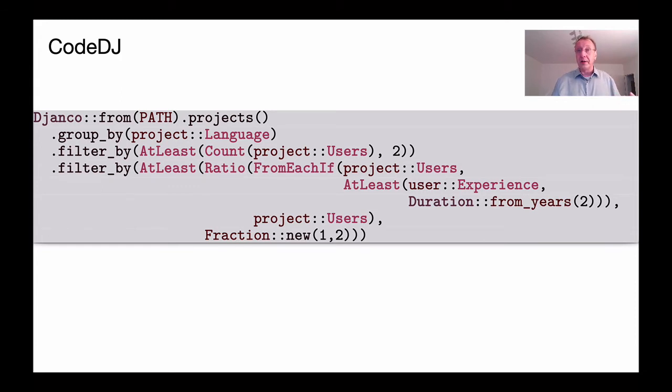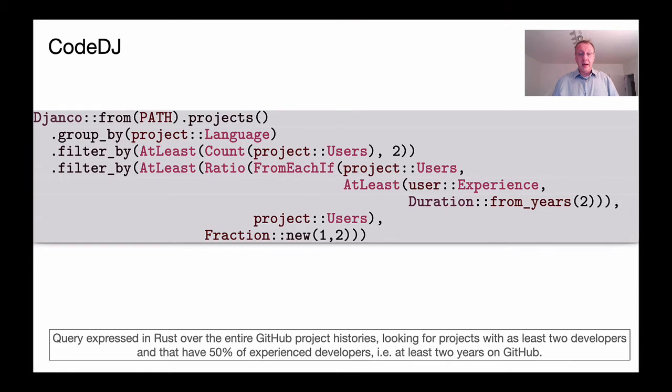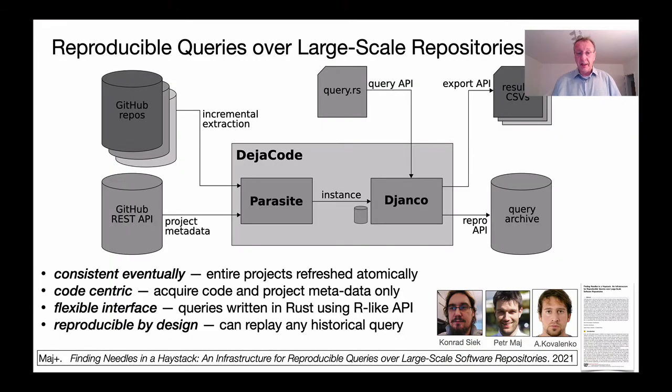And here's an example query which looks at all GitHub projects, groups them by language, and then within a language selects projects that have at least 2 developers, and for which half of the developers have 2 or more years of experience developing. And we've chosen to write our query language in our infrastructure in Rust. This is an experiment. We were interested in the expressivity and trade-offs that this involves. And the infrastructure itself looks sort of like this picture here.